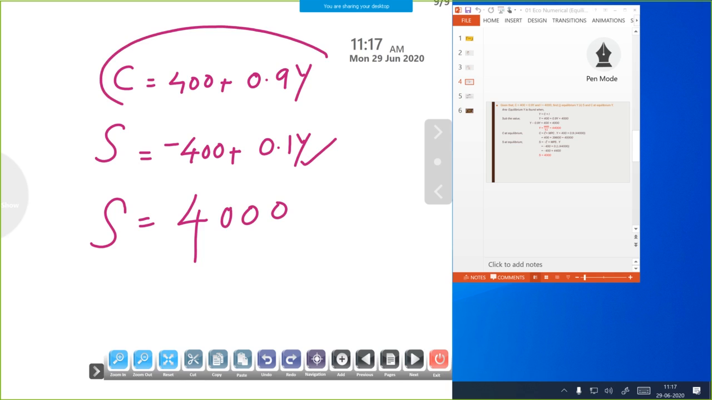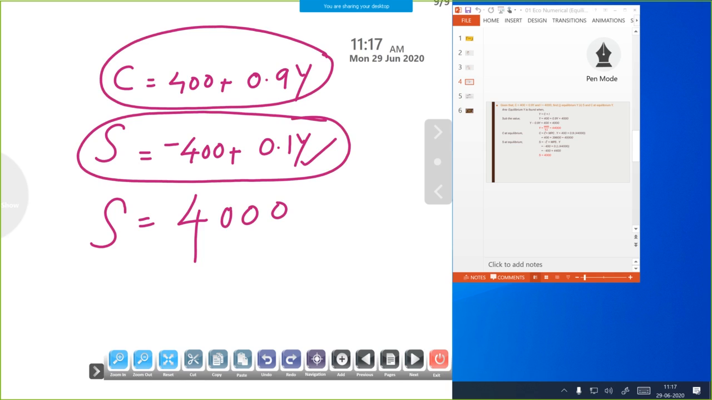So from the consumption equation we are getting the saving equation. In the consumption equation this is C dash, but in the saving equation we need minus C dash. Clear? Then plus b, this is b, but here we need 1 minus b. That's why 0.1 comes. Okay, if you have any doubt we can discuss.